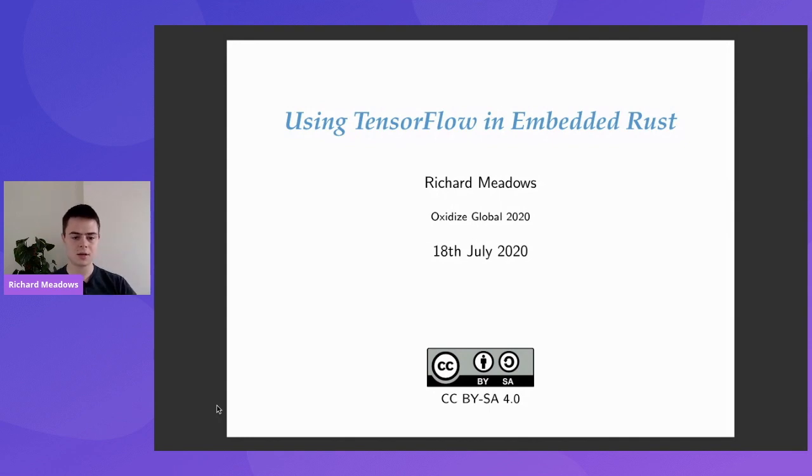Okay, so my name is Richard Meadows, and I'm going to be talking about using the TensorFlow framework in embedded Rust. TensorFlow is a machine learning framework. What is machine learning? Firstly, machine learning is about transforming some input data into some useful outputs. This is something we do all the time when we're programming with conditional statements, if statements. But in this case, we're going to use a model to make the transformation rather than handcrafted code.